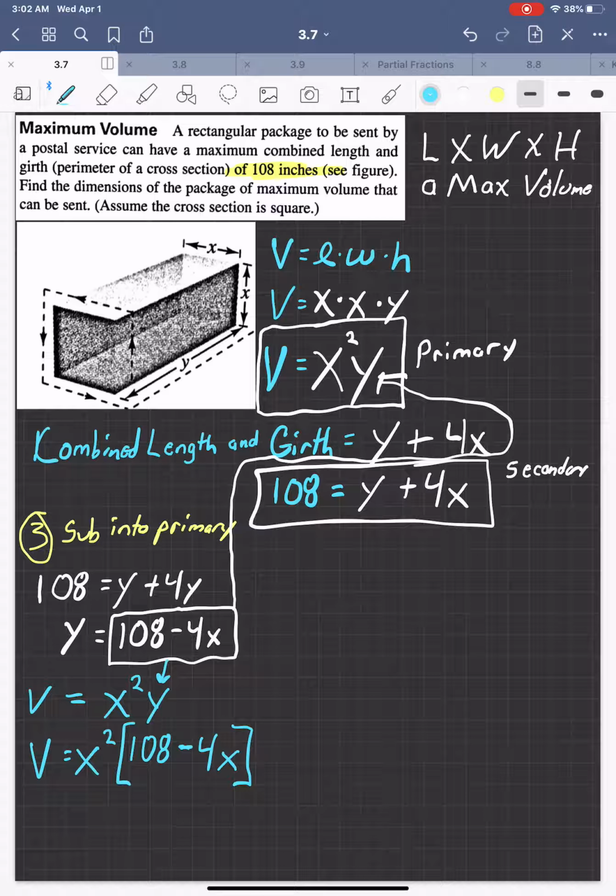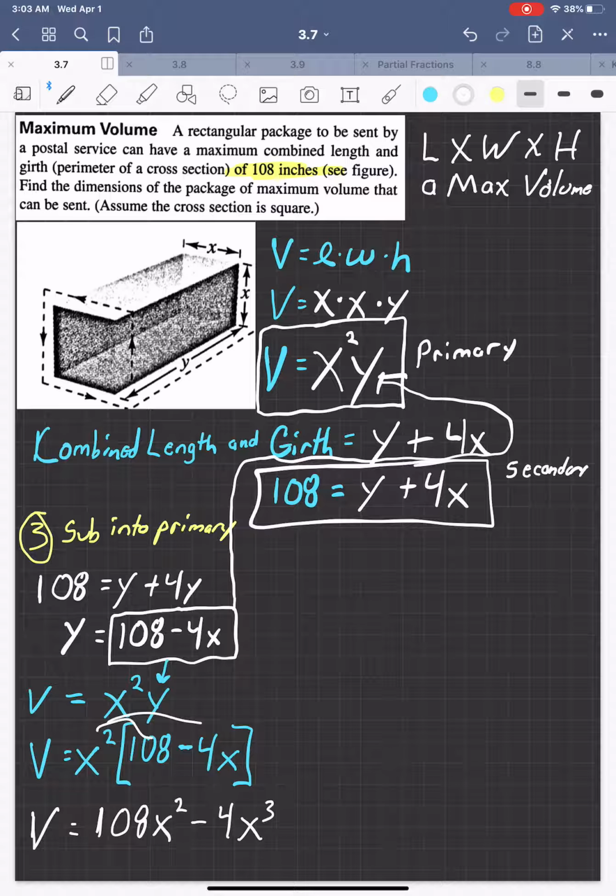Okay, so step 3 is done. Now is when you are going to start to do some calculus. I think you'll find life a little bit easier if you go ahead and distribute this x squared. So now we have 108x squared minus 4x cubed.